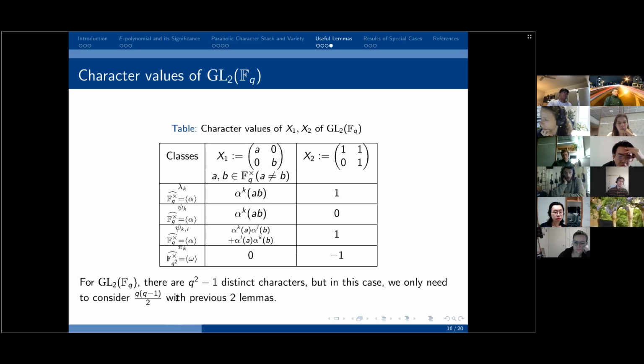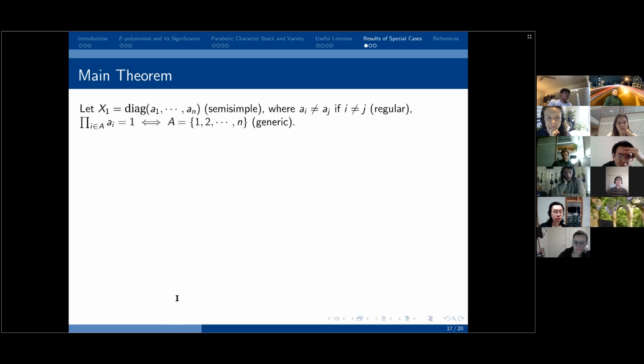So with this assumption, I'll give the result for some special cases. Let's take x1 more explicitly. Now, x1 is a diagonal matrix whose diagonal elements are distinct. This says that x1 is semisimple, and this one is regular. And I'll give one more assumption, such that a product of some ai's is 1 if and only if it is the whole product from a1 to an. This is called the generic condition for a semisimple element, as I said before.